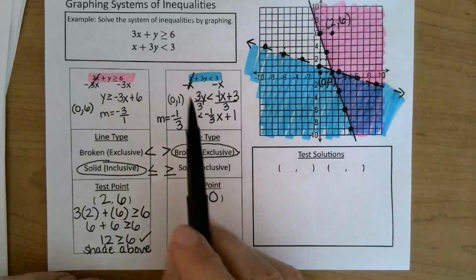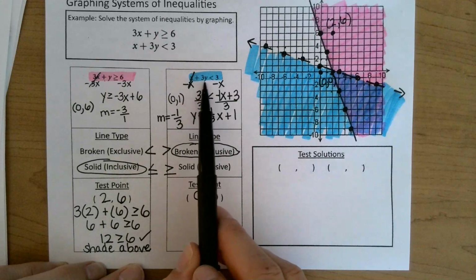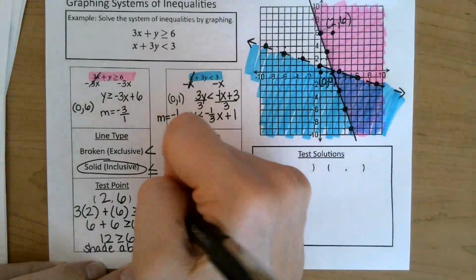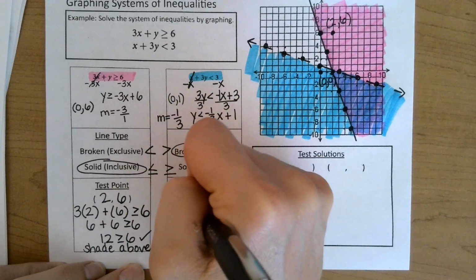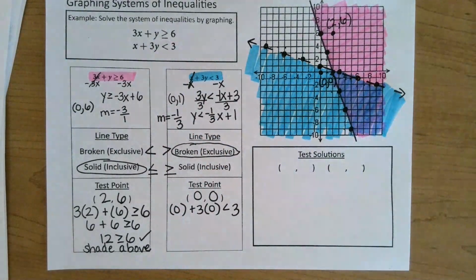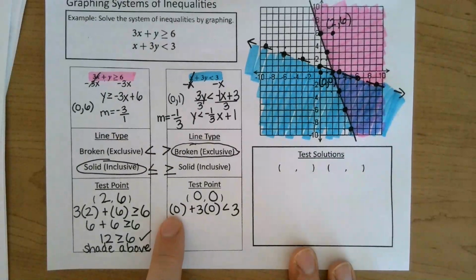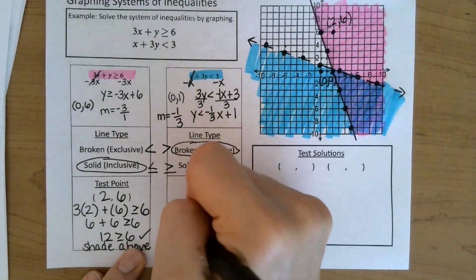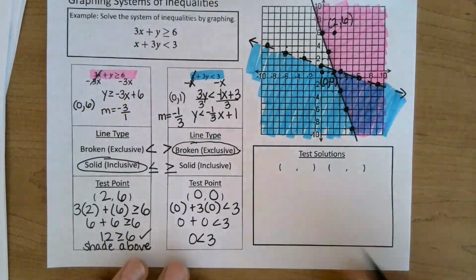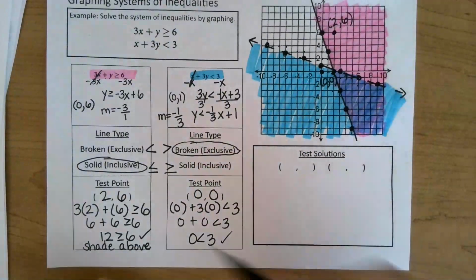So now we're just looking at this inequality. X plus 3y is less than 3, and we're just going to plug in 0 for x and y. So 0 plus 3 times 0 is less than 3. And then when we solve this, we get 0 plus 0, which is 0. Is 0 less than 3? Yes. So that means we are correct to shade below.